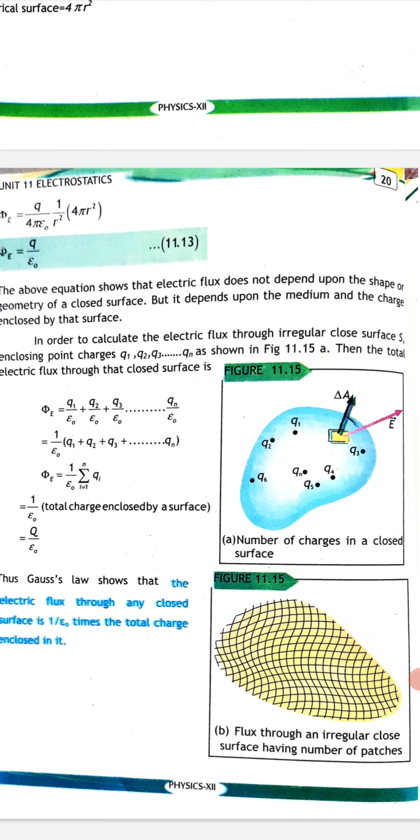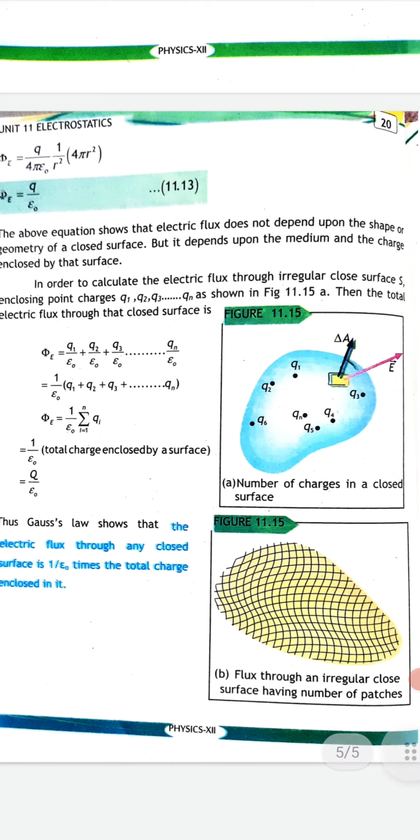Now, the net flux through the irregular surface will be equal to the electric flux due to charge Q1 plus due to charge Q2 plus due to charge Q3 and so on. Therefore, the net flux through the irregular surface is equal to Q1 by epsilon naught plus Q2 by epsilon naught plus Q3 by epsilon naught and so on up to n charges. So, epsilon naught is common, so just take this quantity as common. So, we have 1 by epsilon naught times (Q1 plus Q2 plus Q3 ... plus Qn).